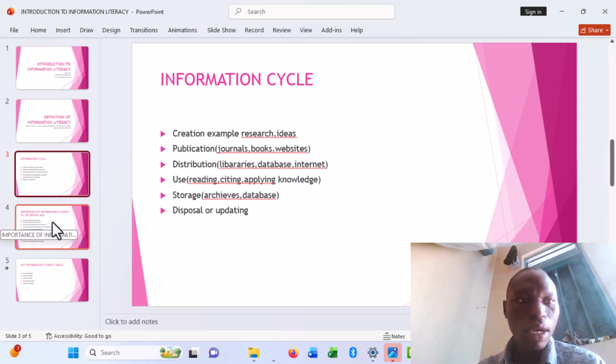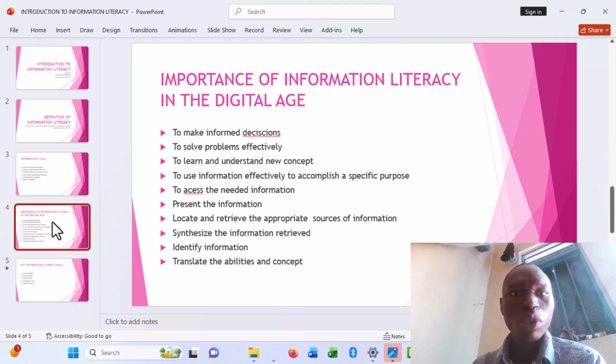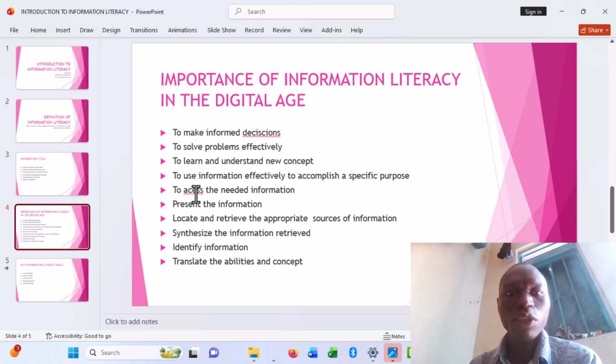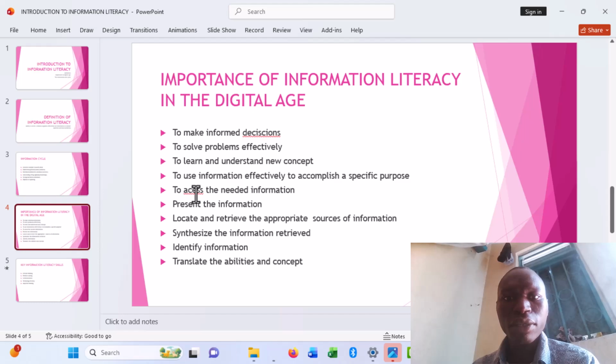On the next slide, slide number 4, we shall look at importance of information literacy in the digital age. So here, number 1, they're saying to make informed decisions. Number 2, to solve problems effectively. Number 3, to learn and understand new concepts. Number 4, to use information effectively to accomplish specific purpose.